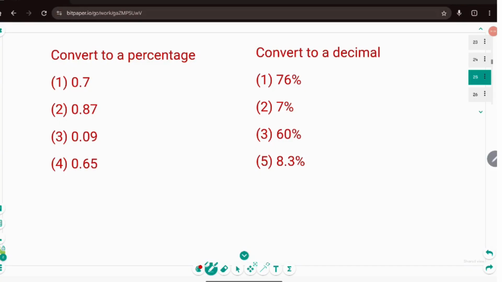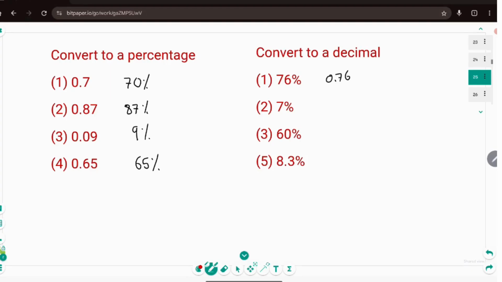Okay, have a go at these questions. Put me on pause, unpause when you have finished to see if they are correct. Convert to a percentage. So we're multiplying all of these by 100. First answer is 70%. 87%. 9%. 65%.